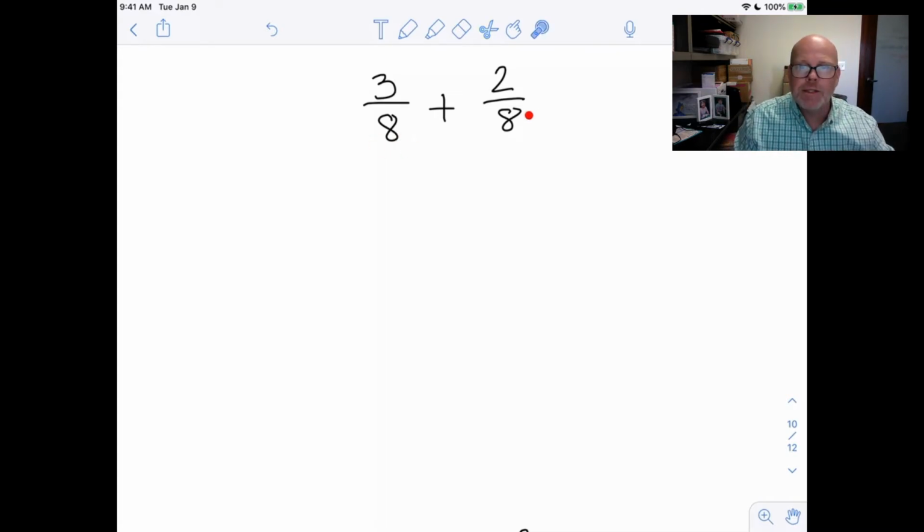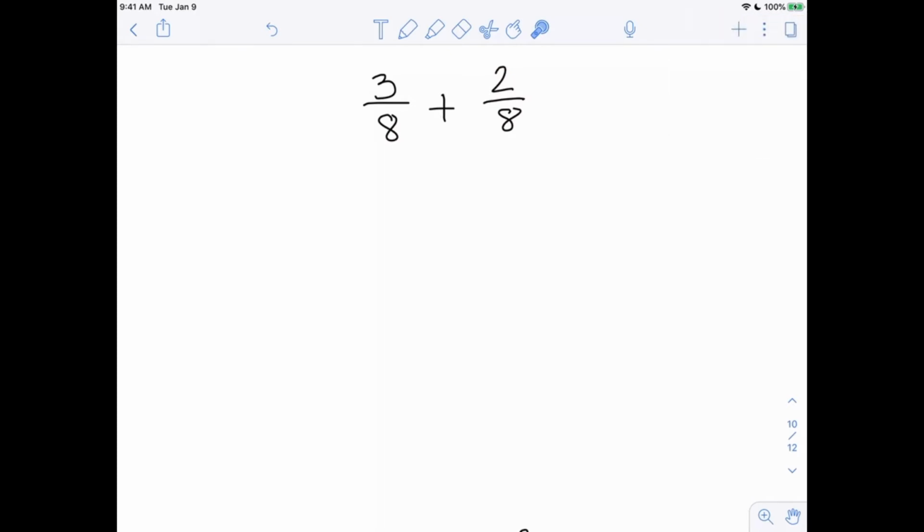The denominator in this case is 8, and both of these have 8s. And then this has the numerator of 3, so that's 3/8, and this has a numerator of 2, so it's 2/8. So the idea is, in this video, we're going to show how do we add fractions that already have common denominators. So let's represent this visually.